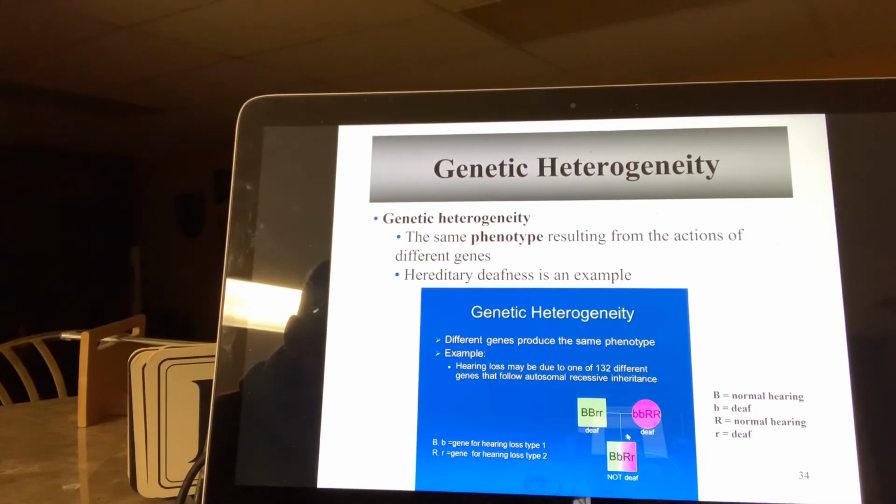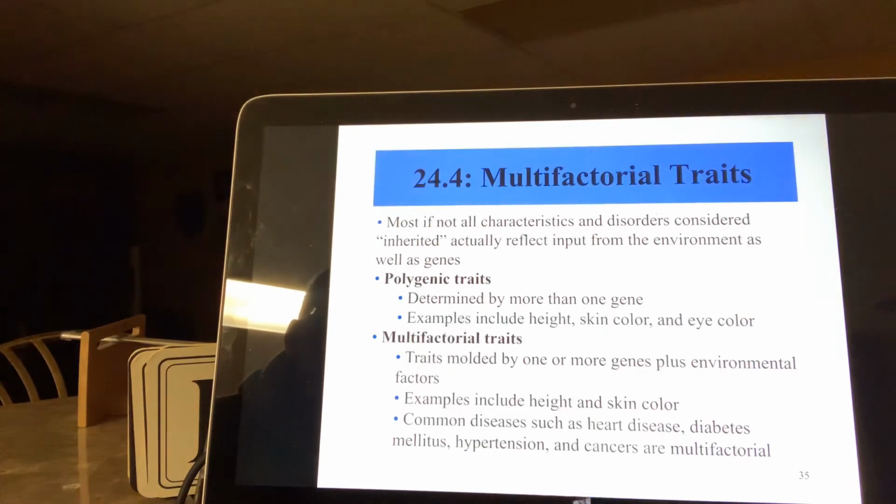So all of their children will be heterozygous for both. They will all be not deaf, but they will all be carriers that they can pass it on to the next generation for both of those alleles.